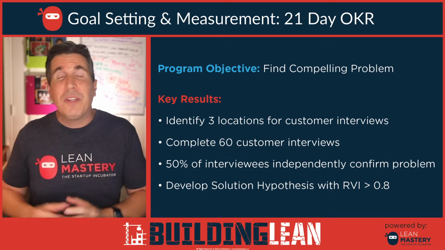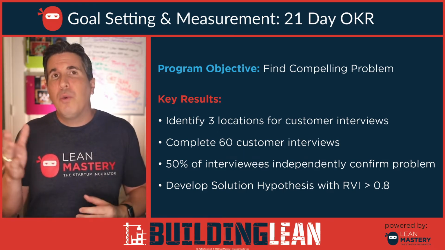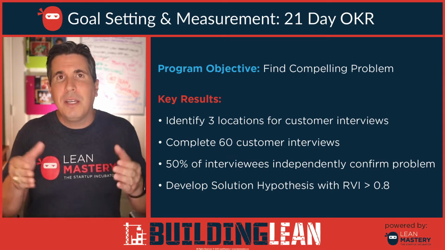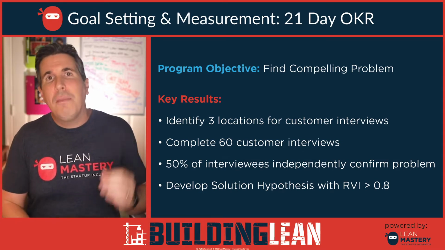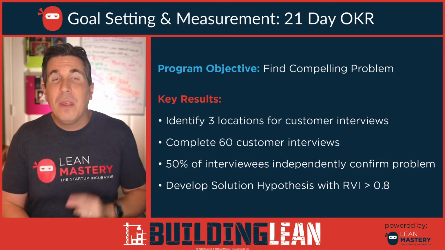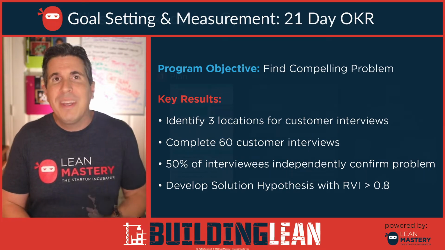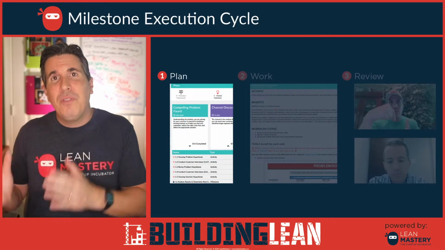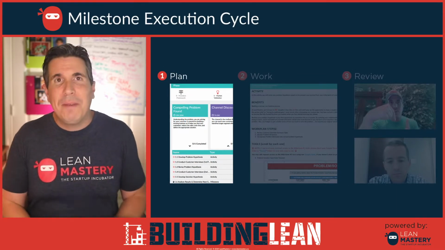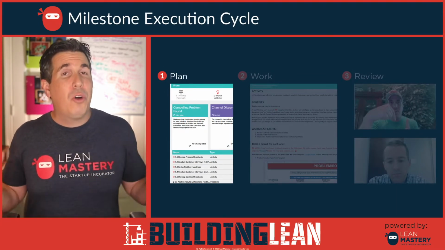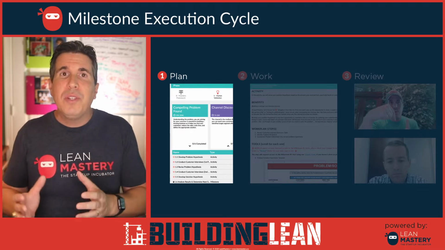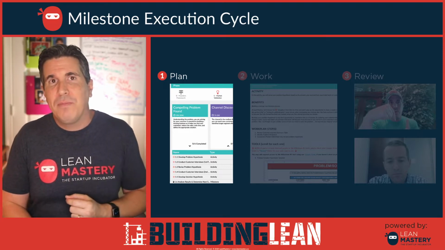So for this first milestone of finding a compelling problem, we've designed a 21-day OKR that keeps you focused on completing the activities necessary to complete the milestone within 3 weeks. The key results correspond directly with your progress on the underlying work plan. So now let's review what your execution cycle should be. Since we've already done all the hard work by building a project guide, I'm going to use that as a reference point for this episode.